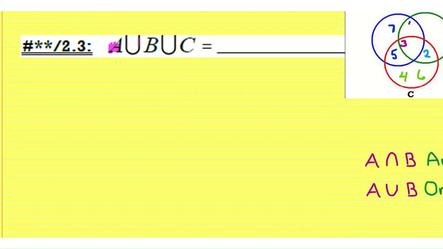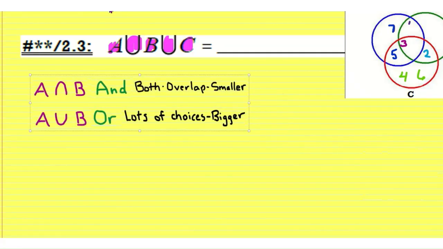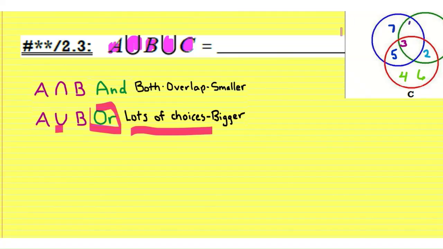Set A is going to be unioned with set B. It's going to be unioned with set C. So what does that symbol mean? Well, the union symbol means that it is going to be or. It's going to be in set A or in set B or in set C. It's going to be lots of choices.